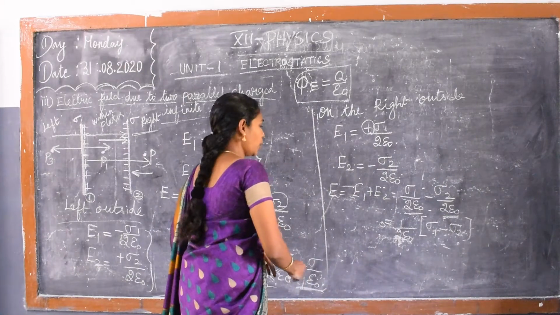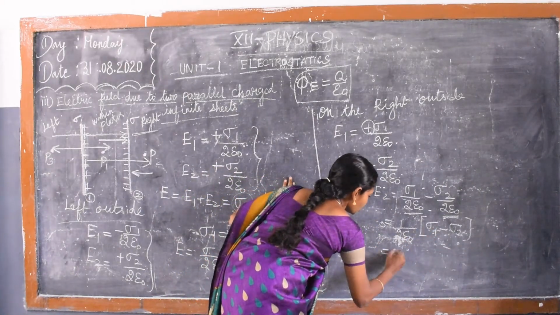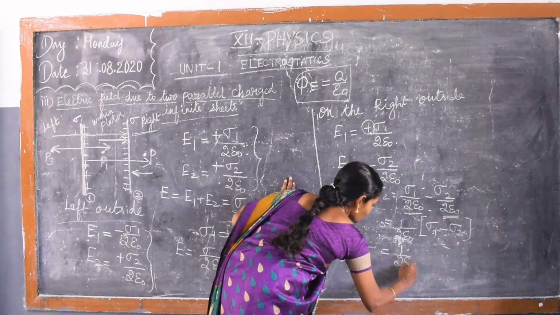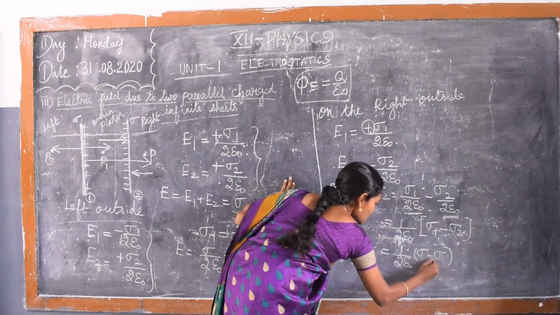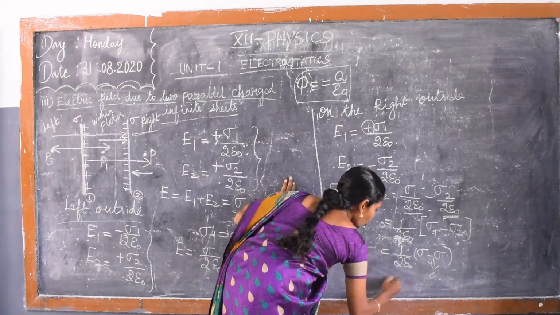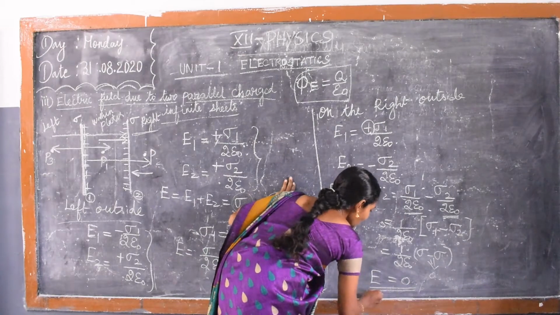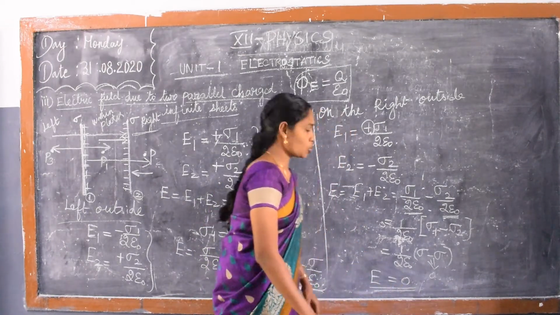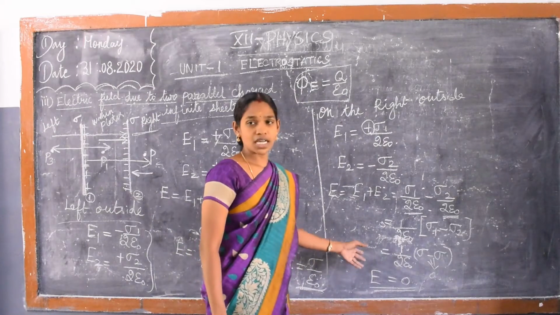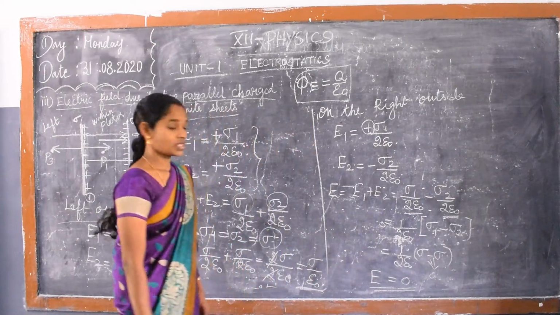Okay, now we are going to apply the condition. If the charge densities are the same, what is the answer? Sigma minus sigma, which is equal to 0. So the whole term becomes 0. So on the right outside, the electric field value becomes 0. At what condition? If the charge densities are the same, the electric field value is 0. Is it clear?